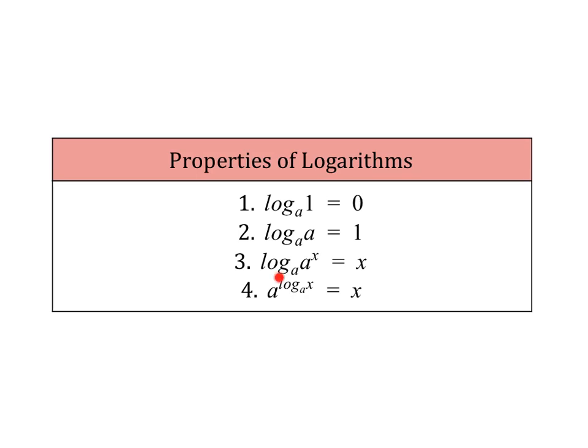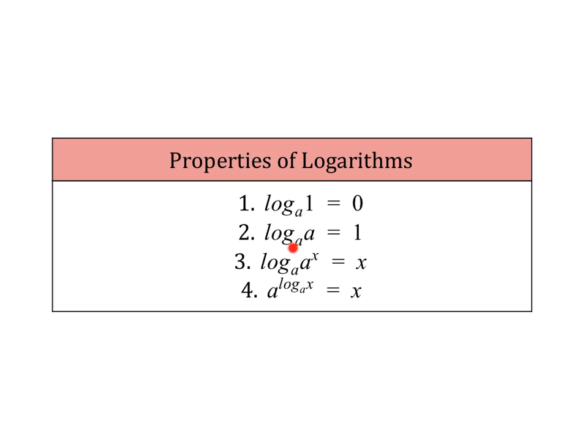All right, so now we're going to outline a couple important properties of logarithms. The first one is log of any base of 1 will always equal 0. The reason for that is any base to the power of 0 will equal 1. So anytime you see the log of any base of 1, it's going to equal 0. And again, if you understand the definition of a logarithm, this should make sense.